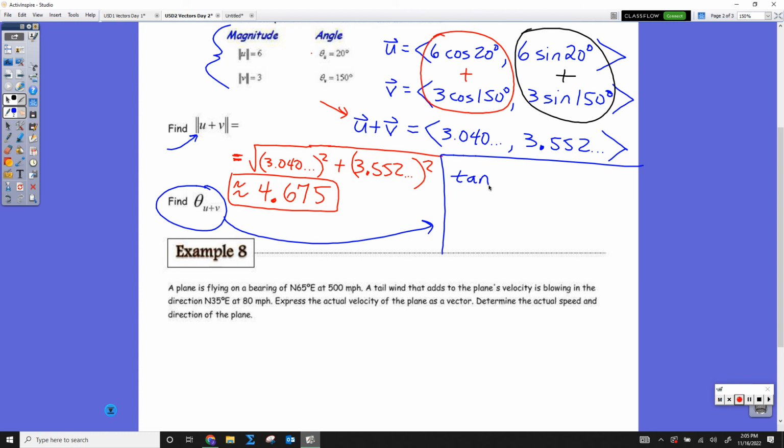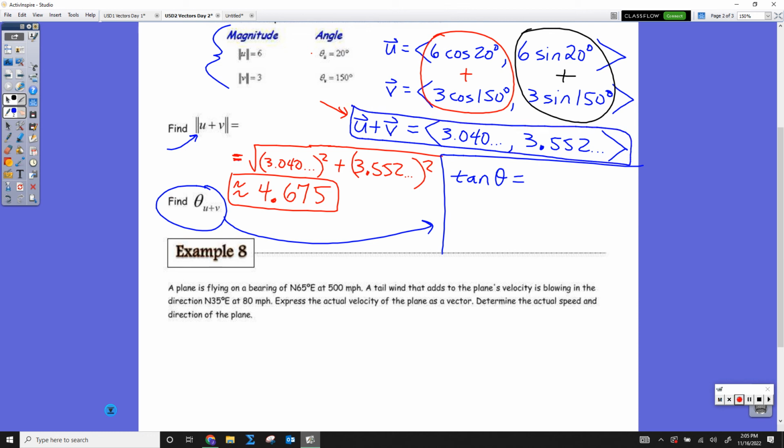Now remember, it's in quadrant 1 that we drew our u plus v. So we don't have to worry about subtracting from 180 or adding 180 or subtracting from 360. It's just whatever the angle is. It's in quadrant 1. So in this case, tangent of theta equals, well, we have our component form right there above it. We have the 3.040 and 3.552.